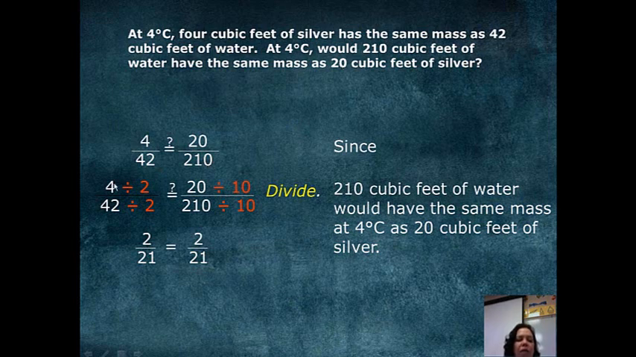Well, if we divided 4 by 2 and 42 by 2, we reduced it down to its simplest form. And then we took 20 divided by 10 and 210 divided by 10, reduced it down to its simplest form. Well, since they are the same exact ratio, they are equivalent to each other. They are proportional. So 210 cubic feet of water would have the same mass at 4 degrees Celsius as 20 cubic feet of silver. Okay? So here you take what you're comparing and then equal it to the other that you're comparing and then reduce them down to simplest form, and if they come out to the same ratio, they are proportional.